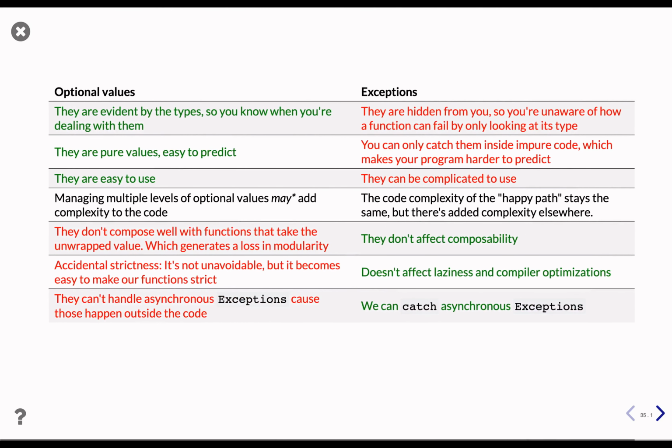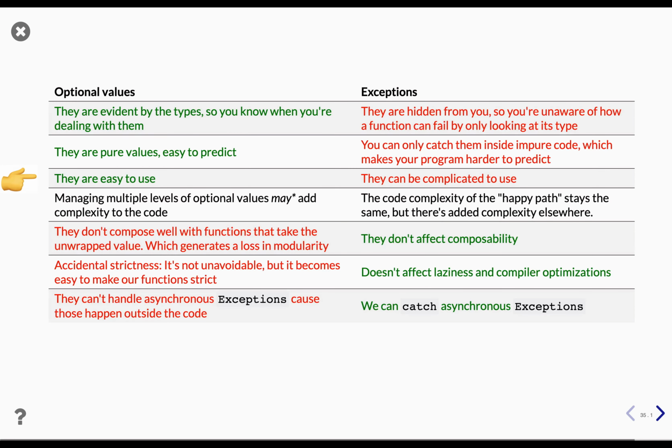For example, using optional values, the errors are evident by the types, so you know when you are dealing with them. In the case of exceptions, they are hidden from you, so you are unaware of how a function can fail by only looking at its type. Optional values are pure and thus easy to predict. On the other hand, you can only catch exceptions inside impure code, which makes your program harder to predict.